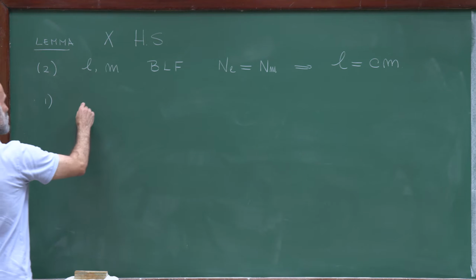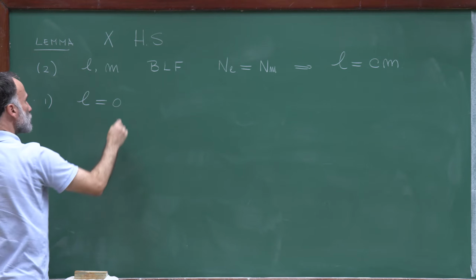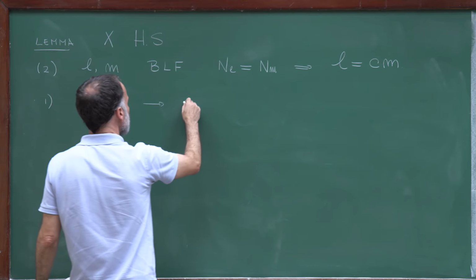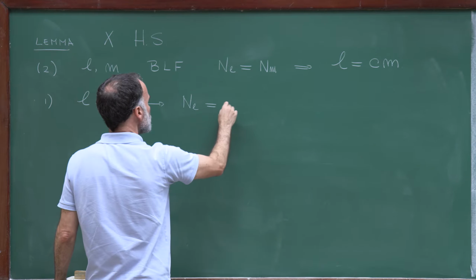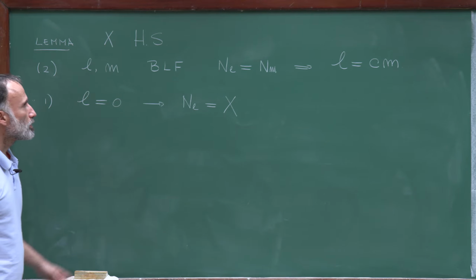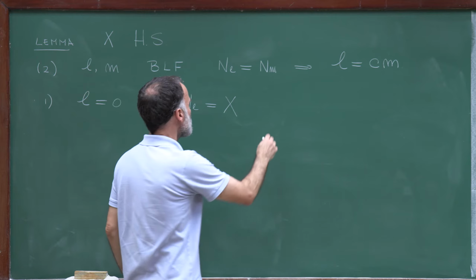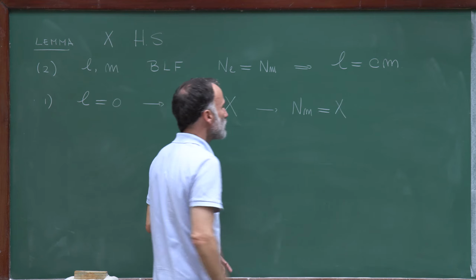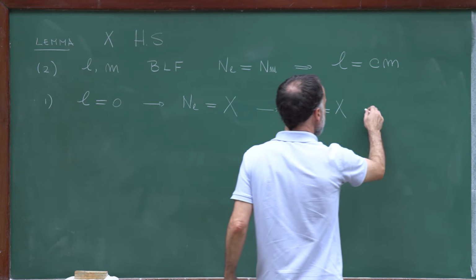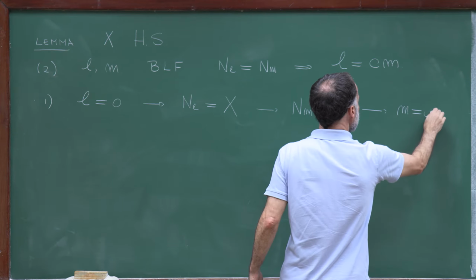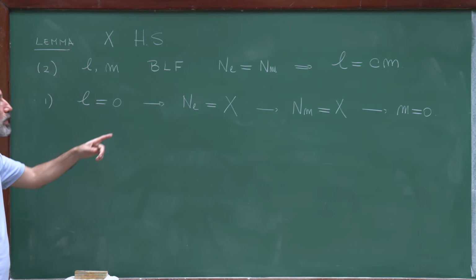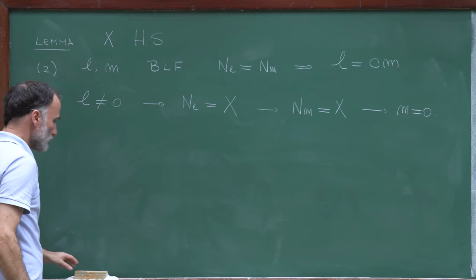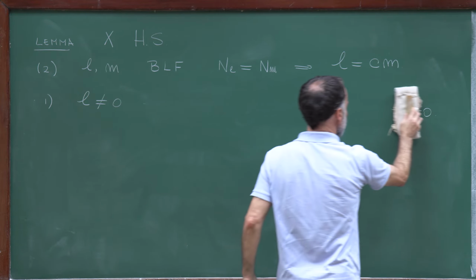So first, let's consider the case in which L is equal to 0. This case is trivial because if L is equal to 0, this implies that the null space of L is the whole space, but the null space of L coincides with the null space of M. So this tells you that the null space of M is equal to X. And if the null space of M is equal to X, this means that M is equal to 0. So both are 0, and that identity holds trivially. So I can always assume that L is different from 0.